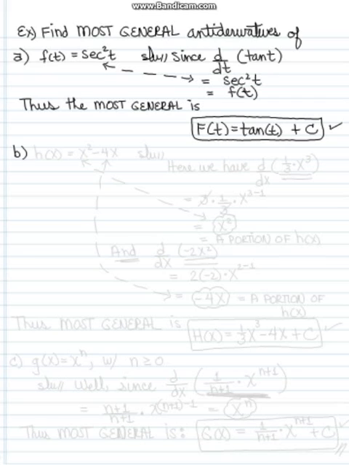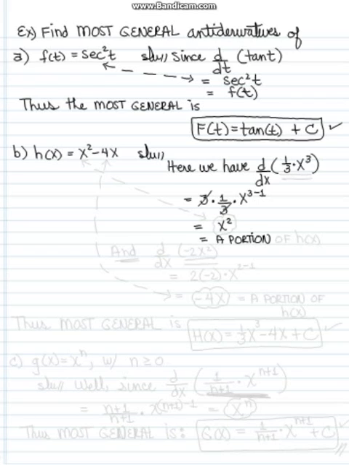Part B, let's find the most general antiderivative of the function h of x equals x squared minus 4x. Well, here we have the sum of two different terms. So let's first look at the fact that the derivative with respect to x of 1/3 times x cubed is equal to 3 times 1/3 times x to the third power minus 1, which is, well, the 3's cancel and we get x to the second. And x to the second, that's a portion of our function h of x. It's not the whole thing, it's just the first term.